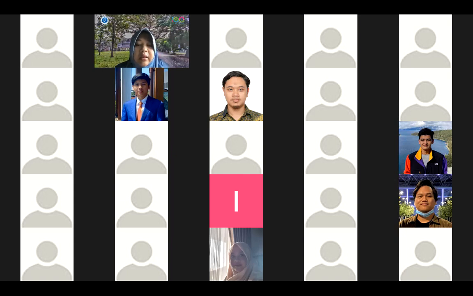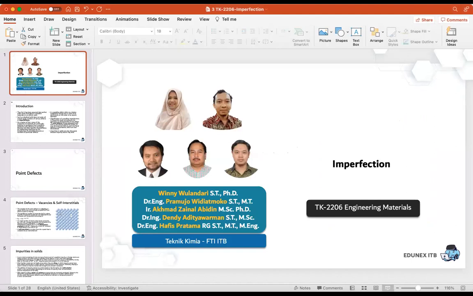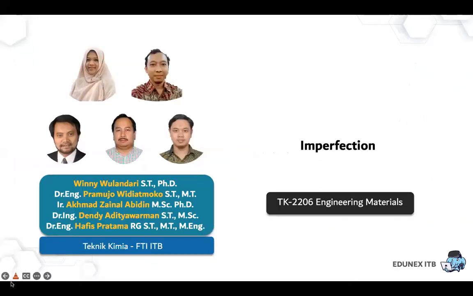That is about defect, about the imperfection. Okay, right. So once we know the crystal structure, the type of the crystal structure, the atomic packing factor, the density calculation, and also the concept of polycrystalline, now let's talk about the imperfection.